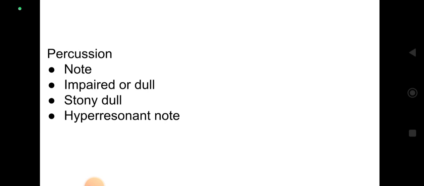Normally, the percussion note over the chest is resonant, but in the case of disease, it may be impaired or dull, stony dull, or a hyperresonant note is found. Normal liver dullness is masked in emphysema.